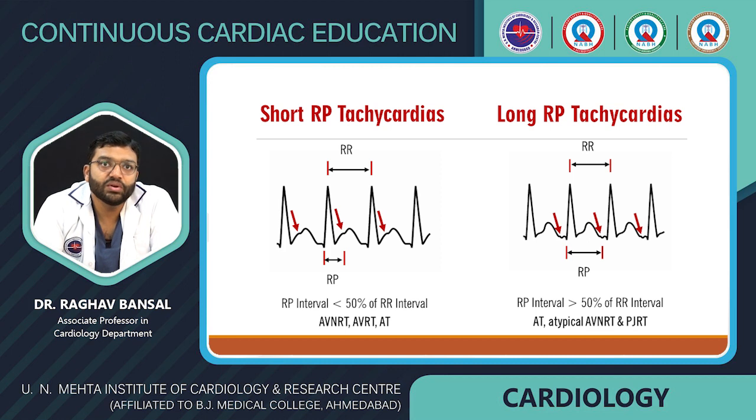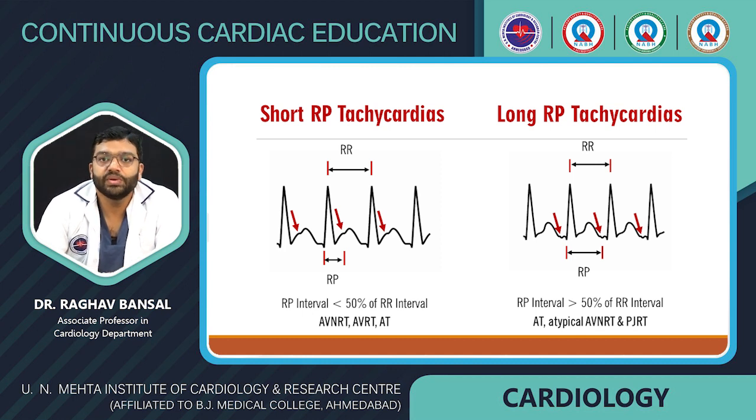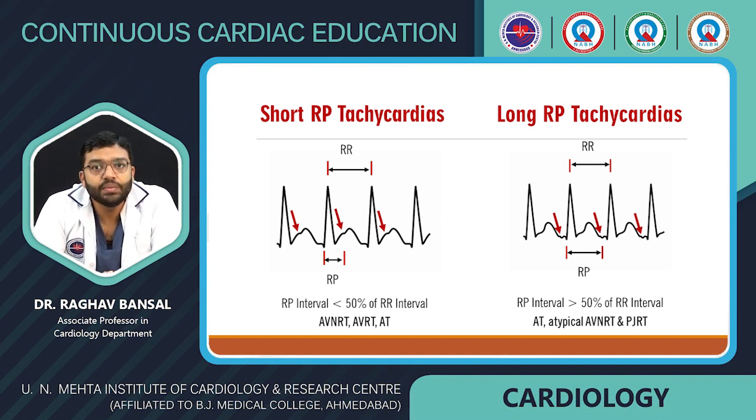The most important diagnoses for a short RP tachycardia are AVNRT, AVRT and atrial tachycardia. While when we are talking about a long RP tachycardia, where the RP interval is more than 50% of the RR interval, the first diagnosis to your mind should be atrial tachycardia. The other two uncommon diagnoses will be atypical AVNRT and PJRT, which is mediated through an atypical accessory pathway.